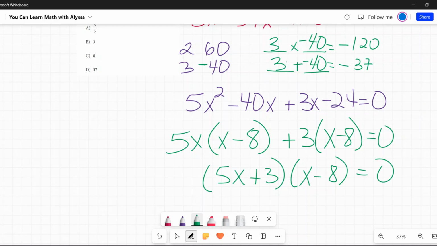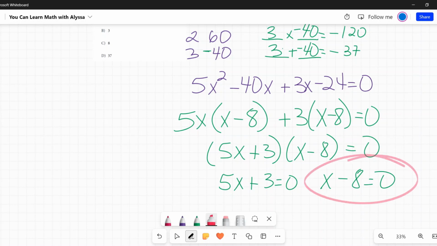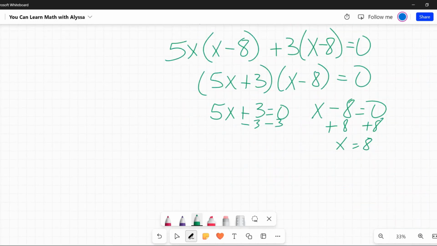And then if I solve both of those separately, let's say 5x plus 3 equals 0 and x minus 8 equals 0. Well, just long experience tells me this is going to be the one with the positive answer. So I'm going to add 8 to both sides and get that x equals 8. So that is my answer. But if you want to see this one, on this one, I would subtract 3 from both sides. This just keeps going. I keep moving up. And I would get 5x equals negative 3. And then divide both sides by 5.